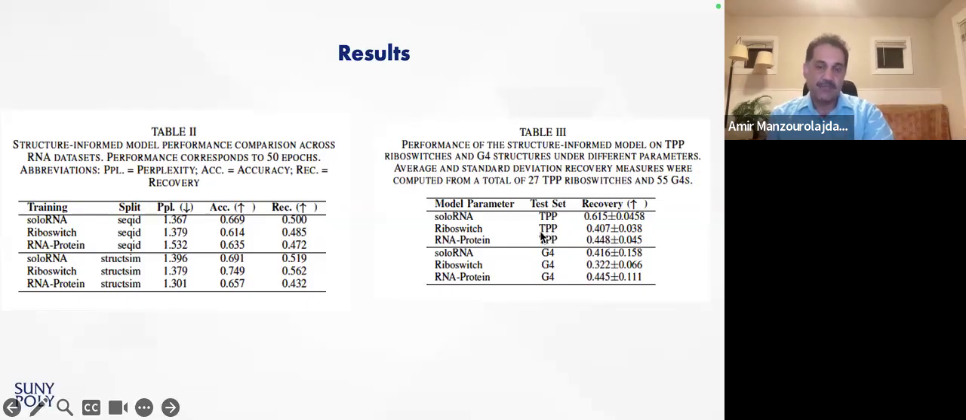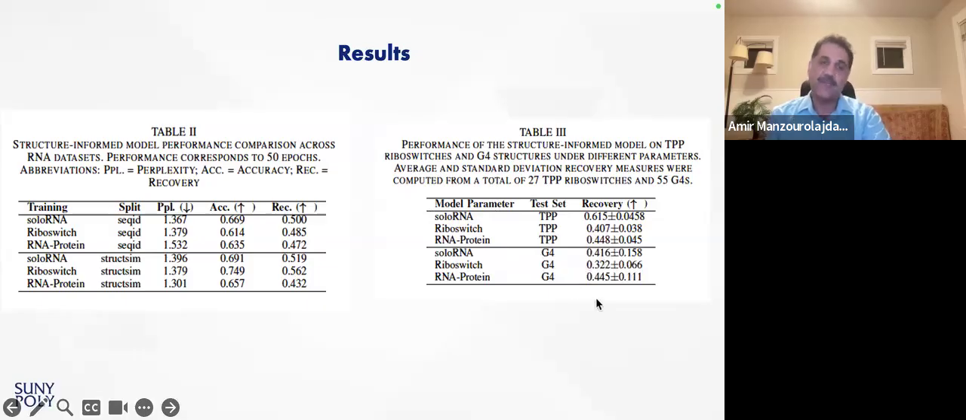But because of the fact that this riboswitch was not included in the training set, the performance was poor. And interestingly, the data set of the solo RNA had a higher performance, which was basically simple structures. And all of them had better performance than predicting G4. So predicting G4s was basically not very high.